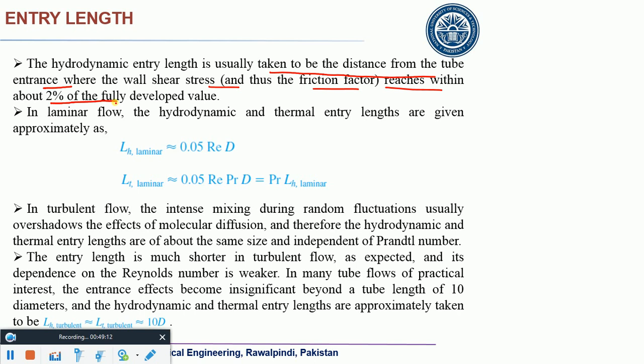Right? So in laminar flow, the hydrodynamical and thermal entry lengths are approximated as these expressions. Again, these are correlations from experiments. For the hydrodynamical entrance region in laminar flow, you have 0.05 Re D, and for the thermal entrance length, it is 0.05 Re Pr D, and you can just multiply it with the hydrodynamical entrance length in the laminar case. So you can say that the thermal entrance length is a function of the hydrodynamical entrance length.